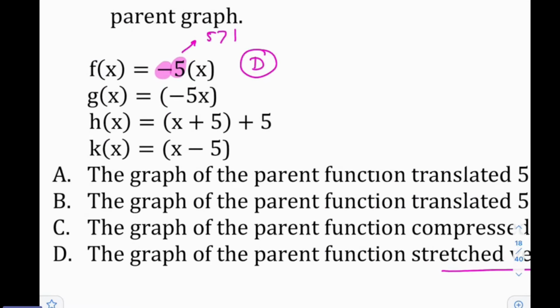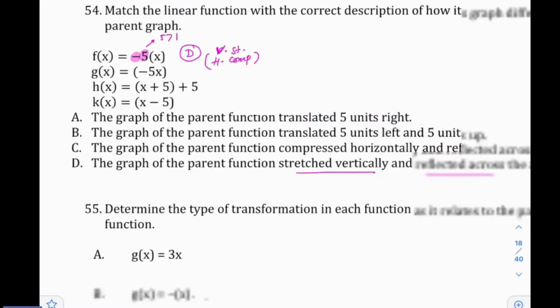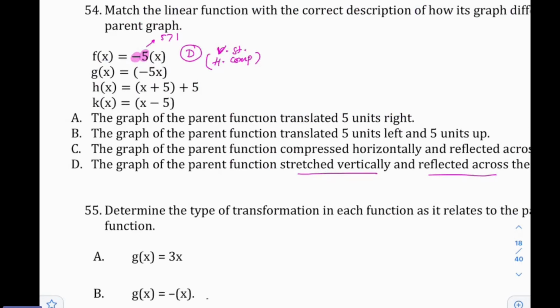Now this minus is inside, so reflection across the y-axis. 5 is inside, so horizontally compressed. Opposite to what we said before. Here we have a vertical stretch, so it will be a horizontal compression since it is in the group. So we will choose C here. Compressed horizontally and reflected across the y-axis.